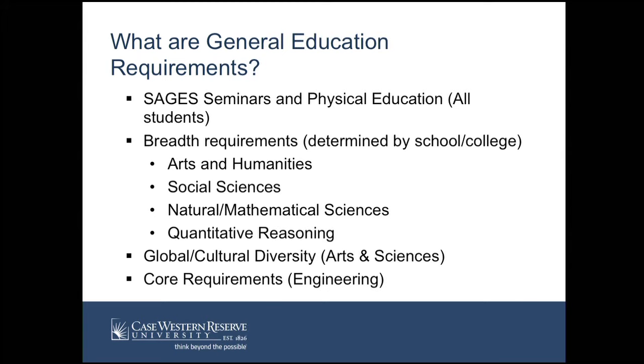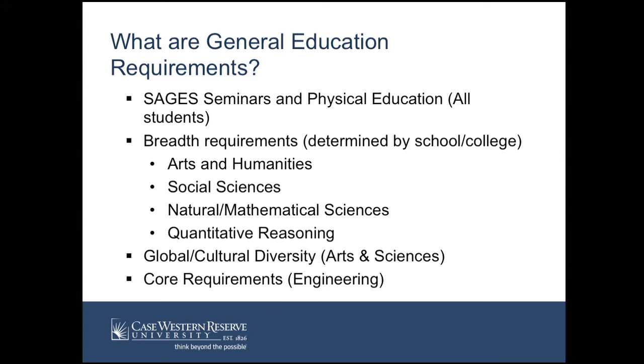All students have to take some arts and humanities courses, some social science courses. All students need to take some natural sciences or mathematical science courses. If you're in arts and sciences, you specifically need a course that meets the quantitative reasoning requirement. Also, if you're in arts and sciences, you need what's called the Global and Cultural Diversity course. And these are courses that are designed to look at cultural diversity from all around the world.